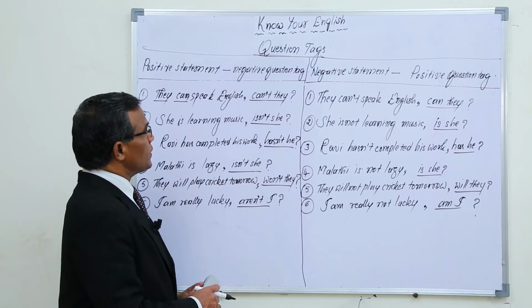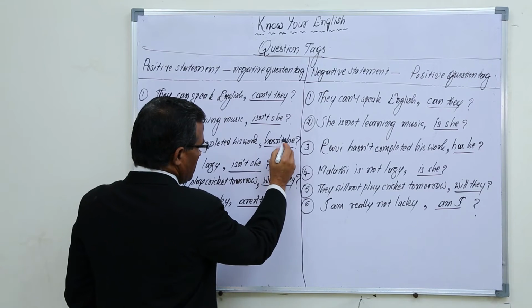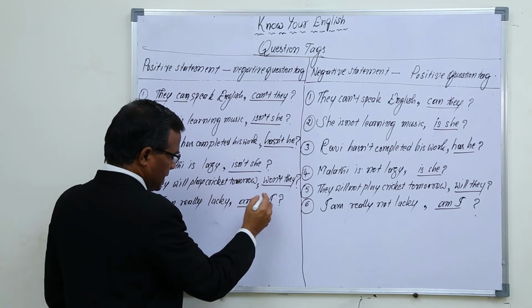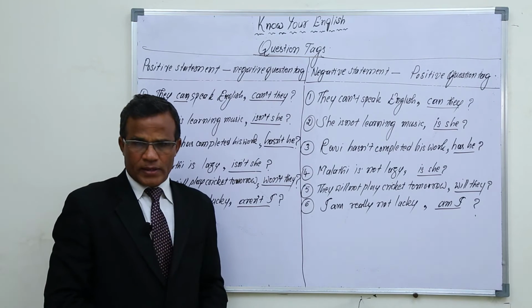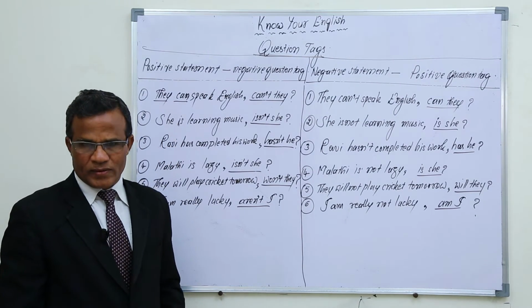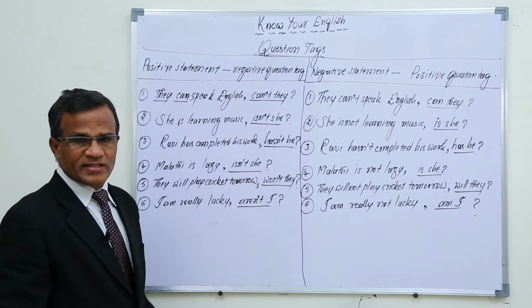Isn't she? So here you observe, always you see n apostrophe t, n apostrophe t, and here also n apostrophe t. So everywhere you find n apostrophe t. "Not" should not be used. Okay, a negative question tag must always be in the same way.